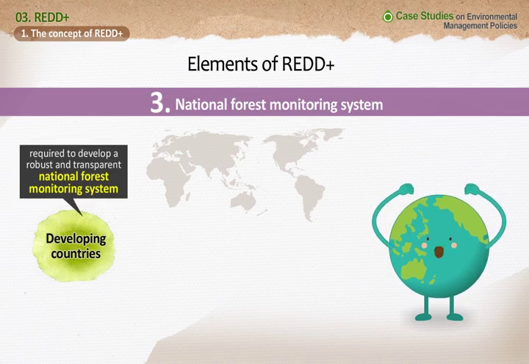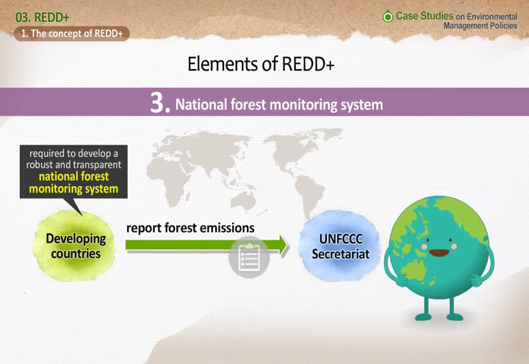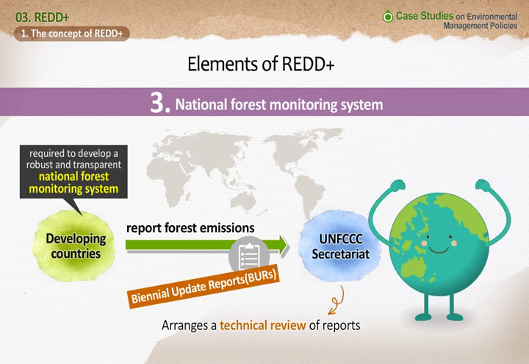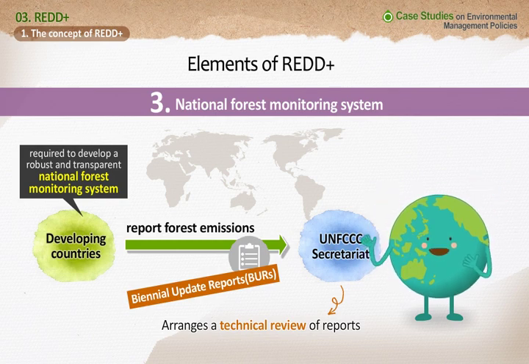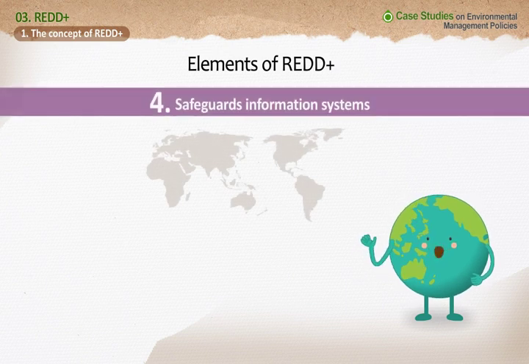Developing countries are required to develop a robust and transparent national forest monitoring system that can report on their forest emissions. They report their forest emissions to the UNFCCC through what are known as biennial update reports. The UNFCCC Secretariat arranges a technical review of each report. Lastly, the fourth element is a safeguards information system.